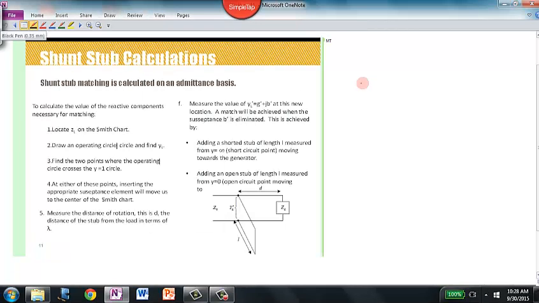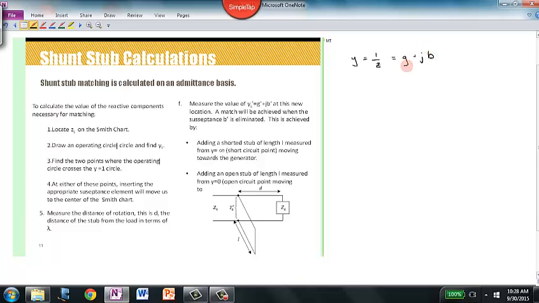The process for performing shunt stub calculations is pretty similar to the series stub calculations that we demonstrated earlier. However, we'll be working with the Smith chart on what's called an admittance basis instead. And just remember that admittance Y is equal to 1 over Z, and that is equal to the normalized conductance plus J times the normalized susceptance.